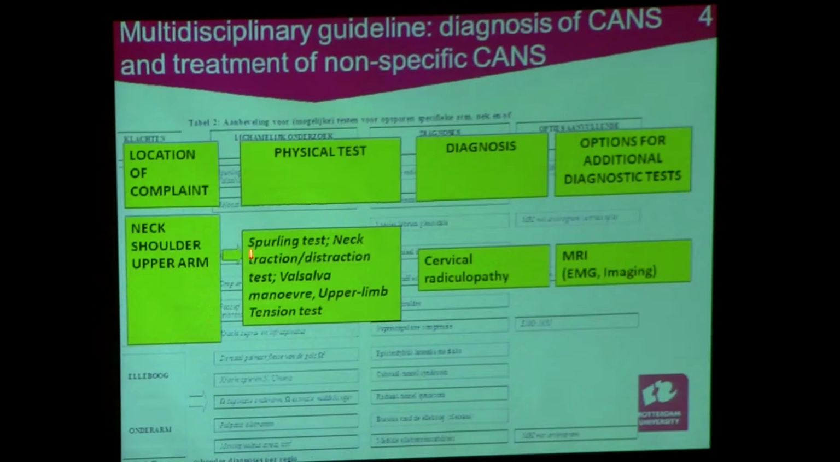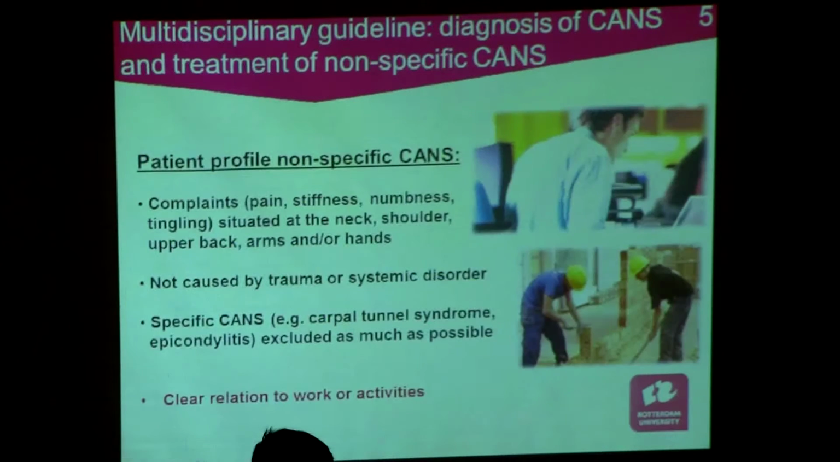So in the region of neck, shoulder, and upper arm, for instance, for the diagnosis of cervical radiculopathy, you can use the Spurling test, the neck traction or distraction test, the Valsalva maneuver, or the upper limb tension test, that really contribute to make this diagnosis. Of course, as an experienced professional, you can also use other tests that you have much experience with, but we advise in the guideline in any case to use these tests to come up with such a diagnosis. And then you can have other methods, MRI or EMG or imaging, to confirm this diagnosis. And also the recommendations about that are evidence-based from the literature, but there's not extensive literature out there for that.